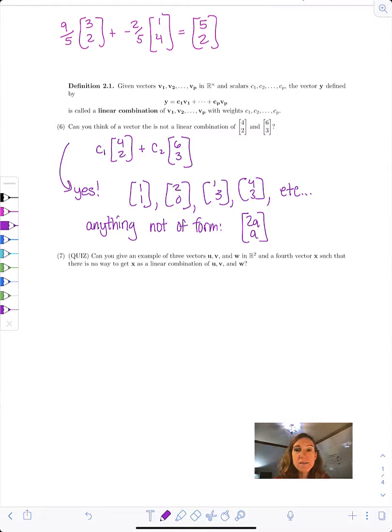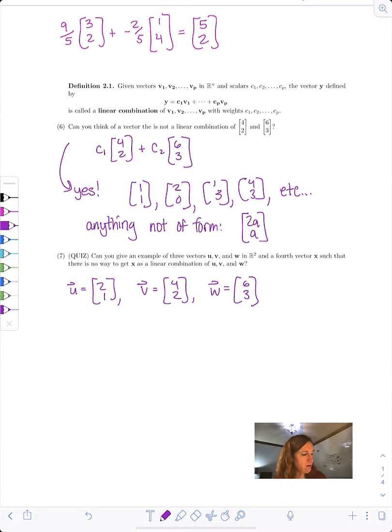Well, there's lots of different examples, in fact. If we take u equal, let's think about 2, 1, and let's take v and w, the same vectors that we saw up above. All of these are going to be of the form where the top entry is 2 times the bottom entry. And so if I take x to be something that's not of that form, then we just can't get to that x using linear combinations.